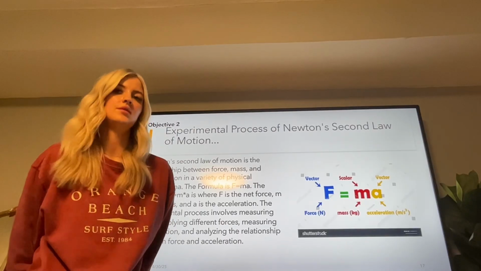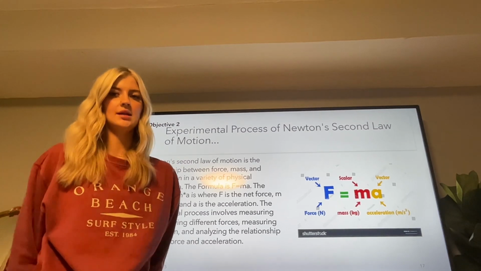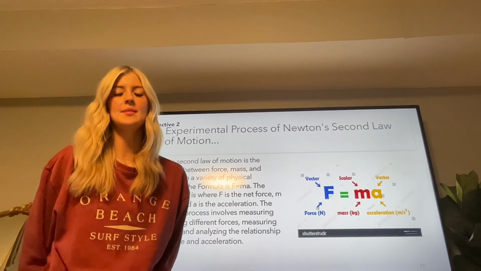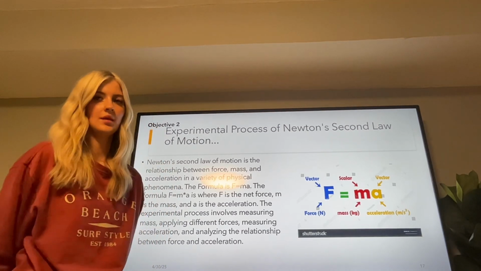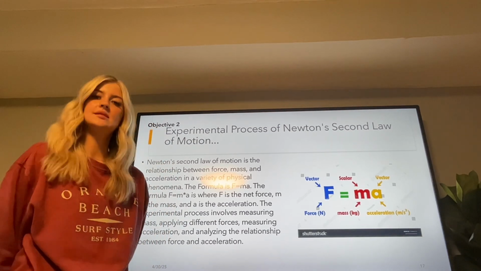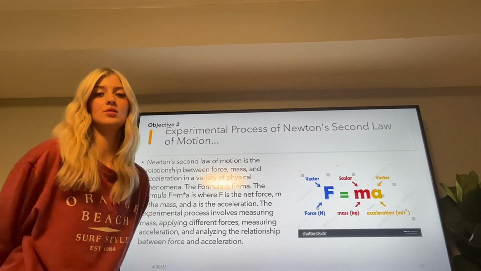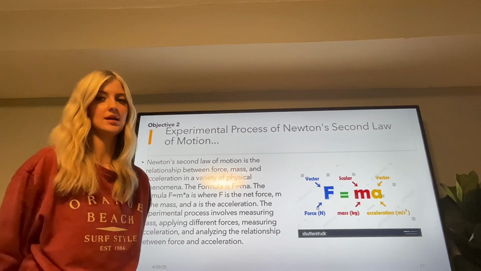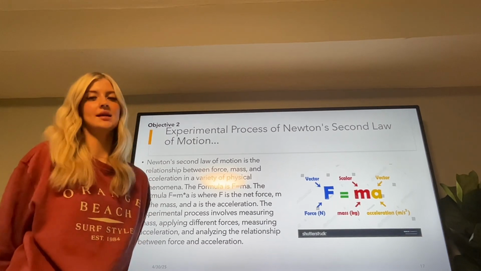Experimental process of Newton's second law of motion. Newton's second law of motion describes the relationship between force, mass, and acceleration in a variety of physical phenomena. The formula is F equals m multiplied by a, where F is the net force, m is the mass, and a is the acceleration.